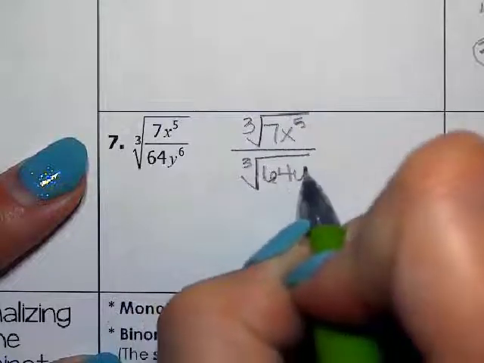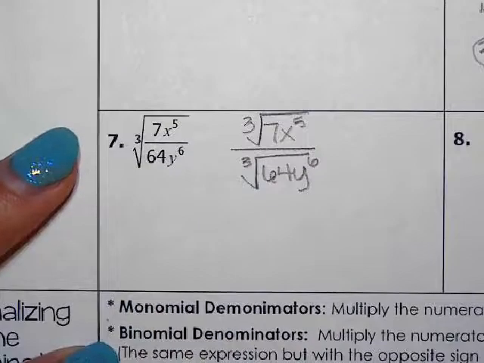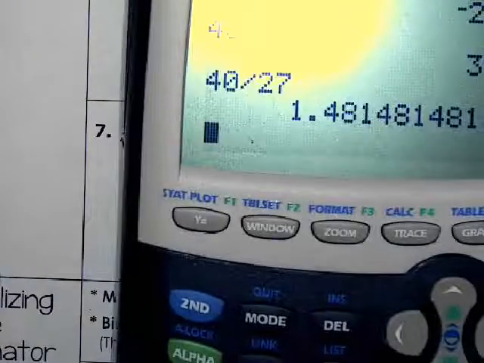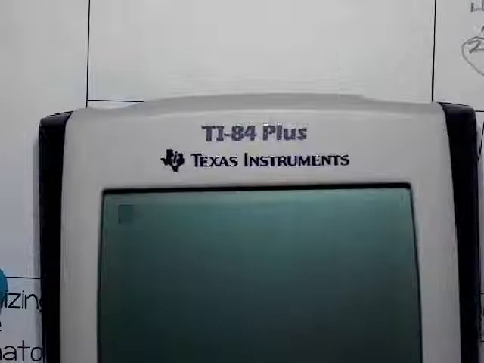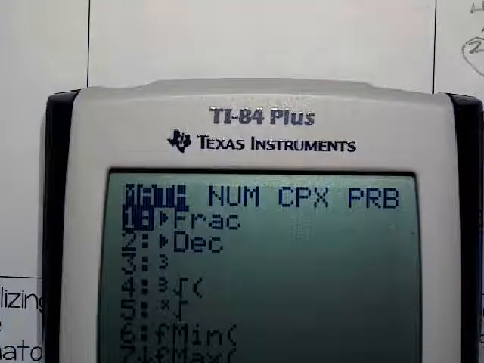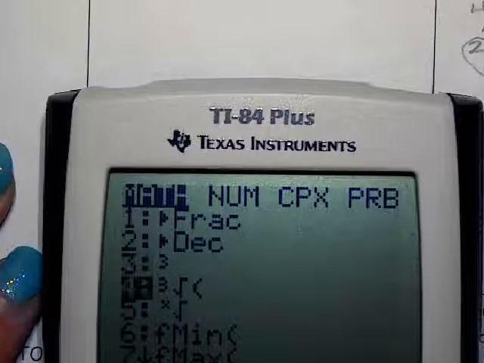The nice thing about the bottom is that the cube root of 64, 64 is a perfect cube, so I'm going to use the cube root function on my calculator. So I hit the math button, number 4, double checking, cube root of 64, yep, is 4.